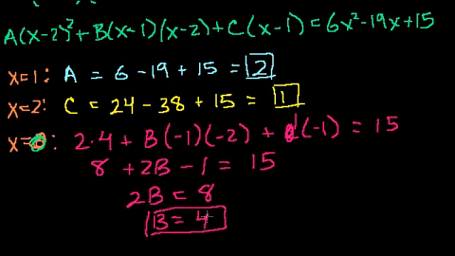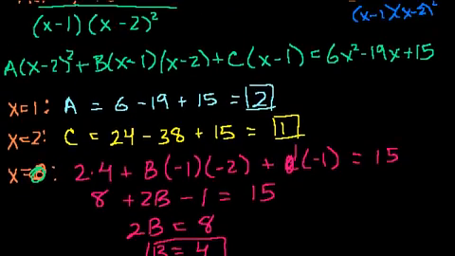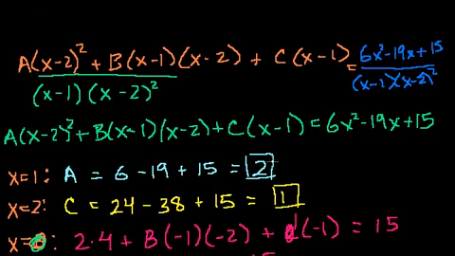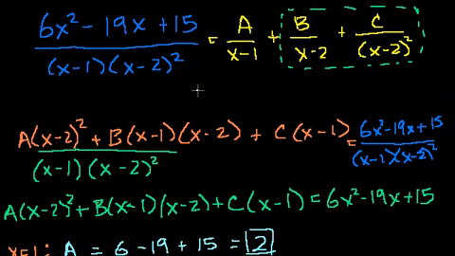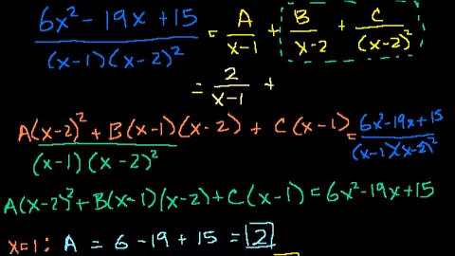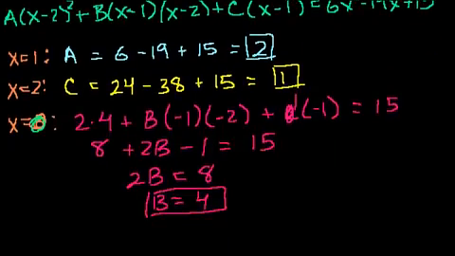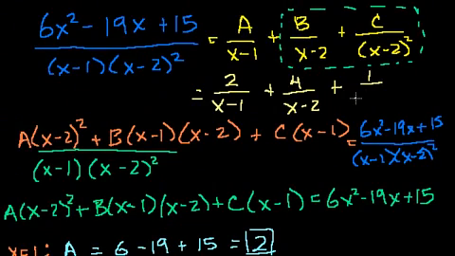So we're done. So the partial fraction decomposition of this right here is a, which we solved for, which is 2. So it equals 2 over x minus 1 plus b, which is 4, plus 4 over x minus 2 plus c, which is 1 over x minus 2 squared.